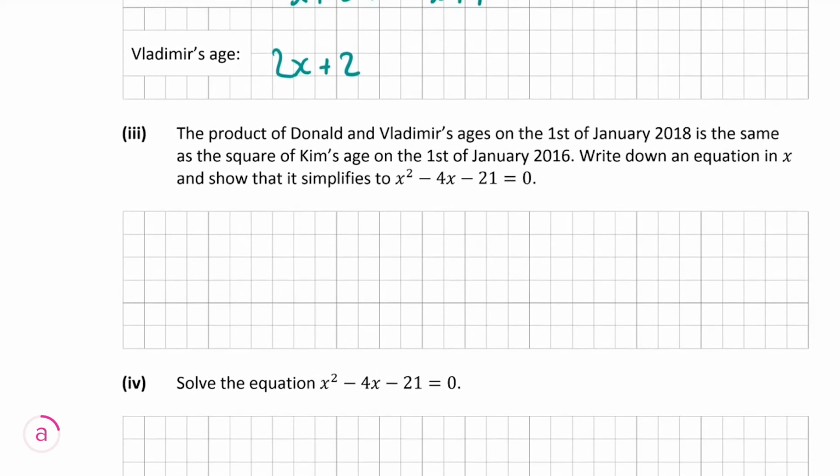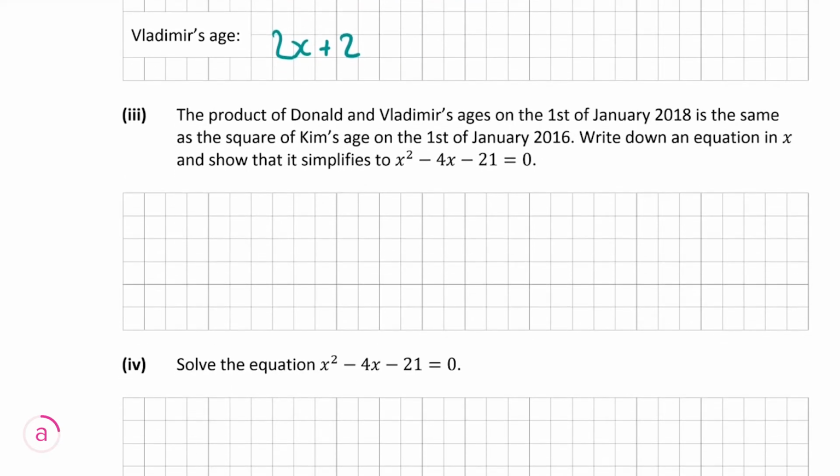In part 3, we have to write down an equation in x to show that the product of Donald and Vladimir's age in 2018 is equal to the square of Kim's age in 2016. So Donald's age in 2018 is x plus 2, and Vladimir's is 2x plus 2. Now the word product means multiply, so we need to multiply these values together. And we're told that this value is the same as the square of Kim's age in 2016, so that's (x plus 5) squared. So now we have an equation in terms of x, and all we have to do is simplify it.